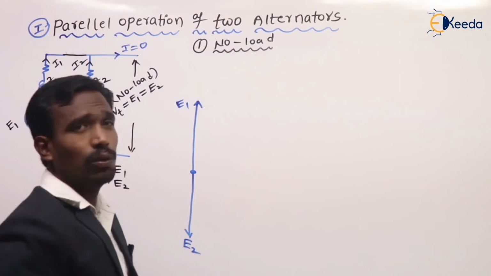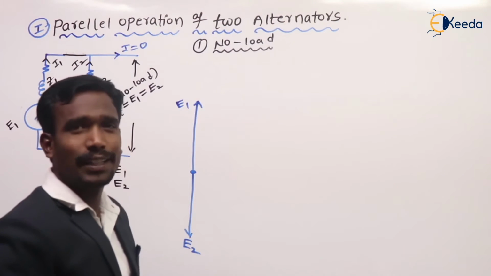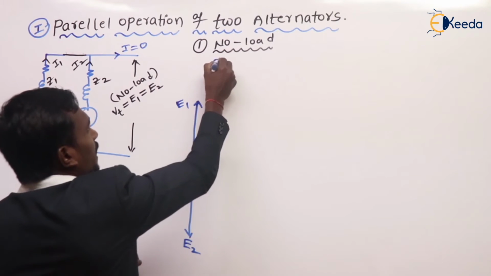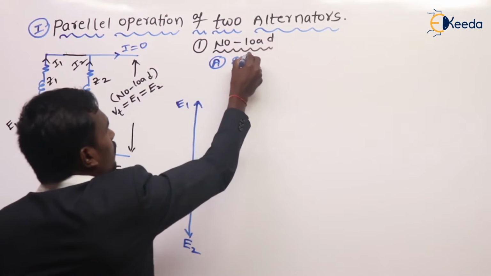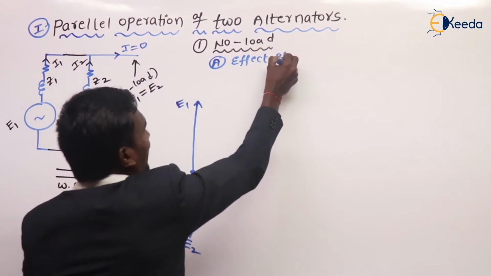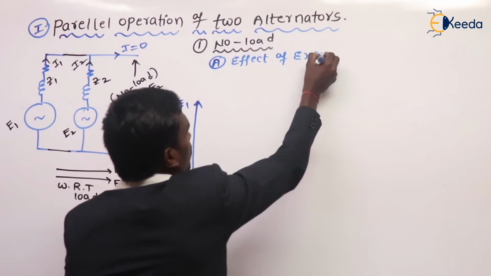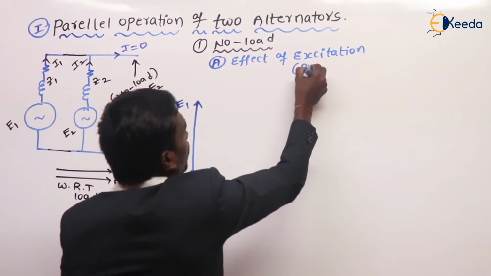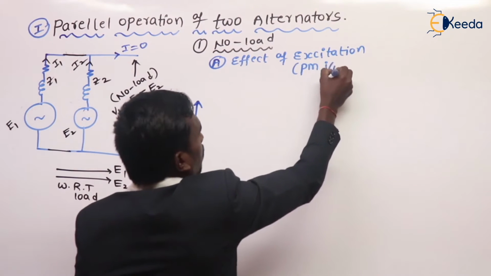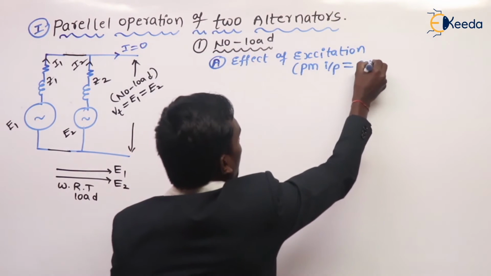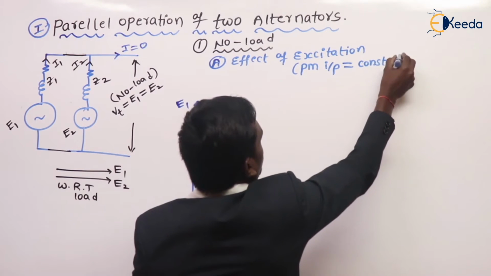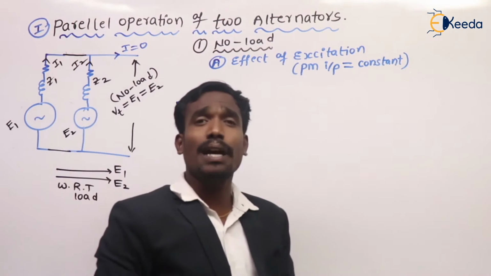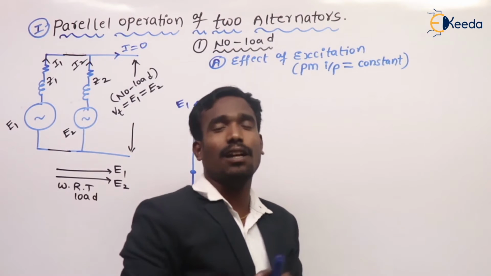Now, what is my topic actually? My topic is the effect of excitation when the prime mover input is constant. What is the effect of excitation when my prime mover input is maintained constant?